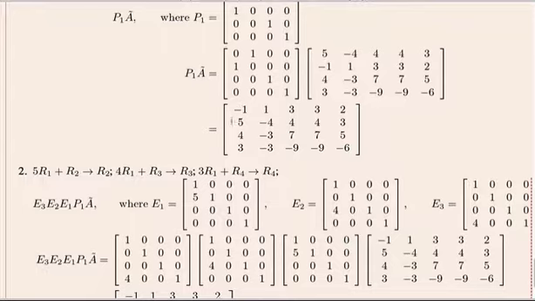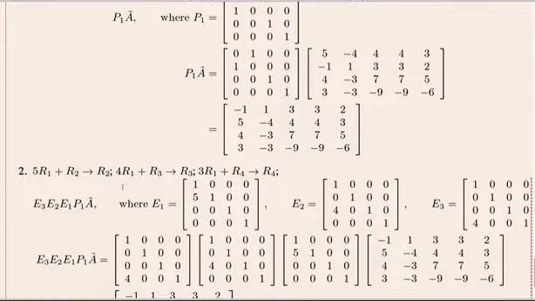So we want to eliminate this 5 there. And what we have to do for that is 5 times row 1 plus row 2. That will be the new row 2. Then we also have to eliminate this 4. So this would be 4 times row 1 plus row 3. And then eliminate 3. That would be 3 times row 1 plus row 4. Because then you get -3 plus 3, 0.